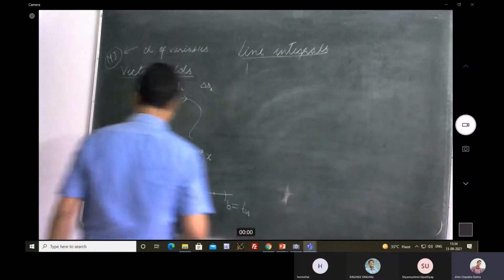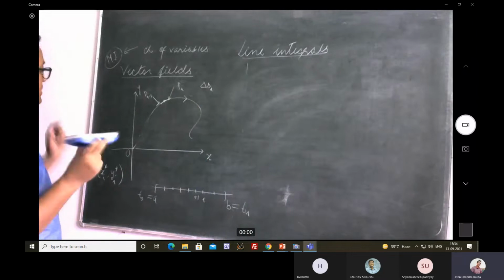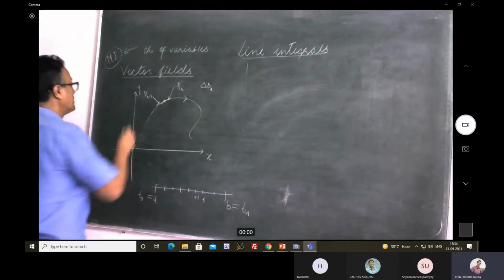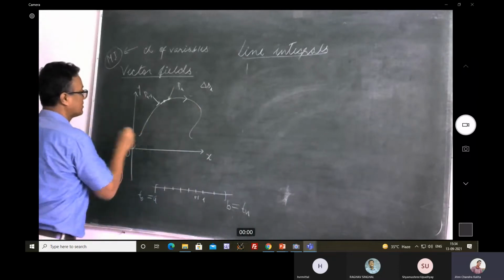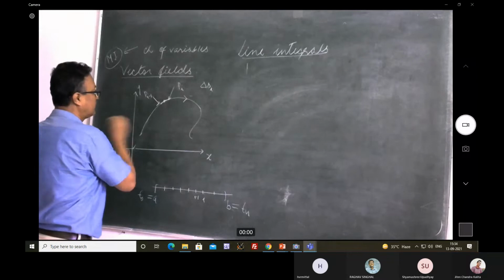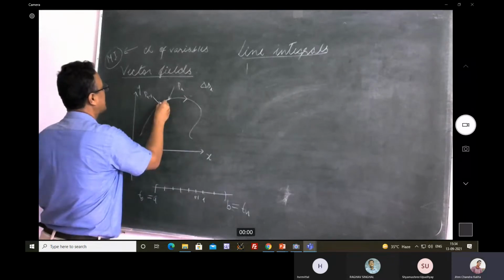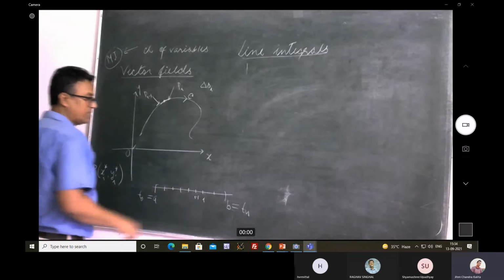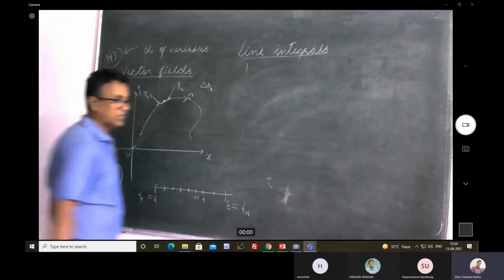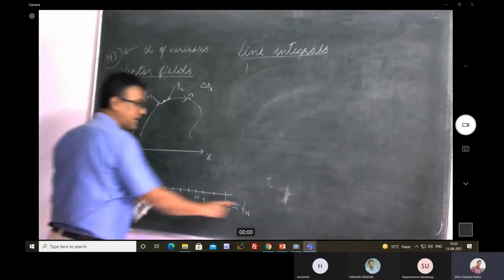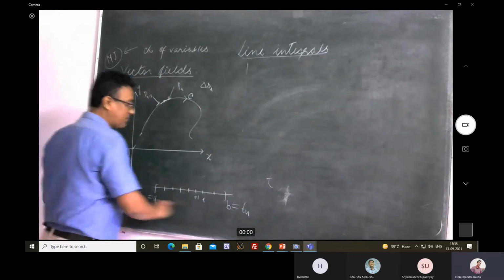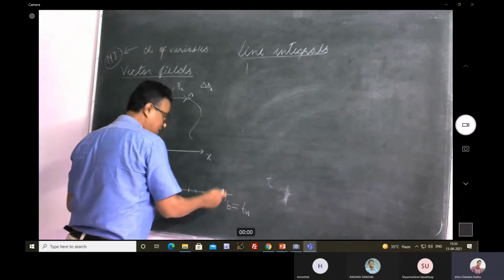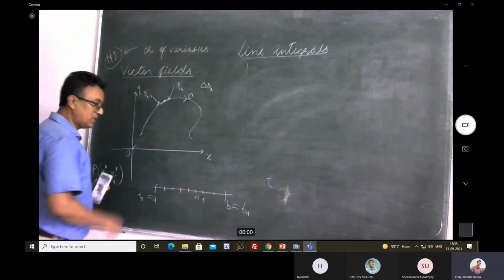So now, since we have described all this stuff, let me tell again what is happening out here. I am giving a curve C, which can be parameterized by the parameter t, which lies between the points A and B, and then we have subdivided this interval AB into sub-intervals.